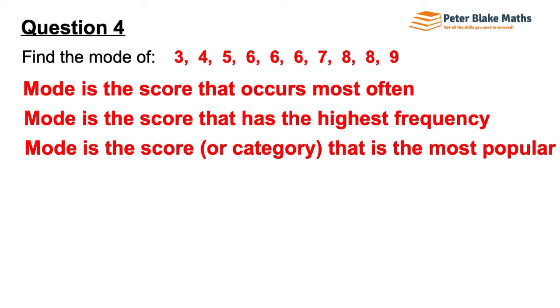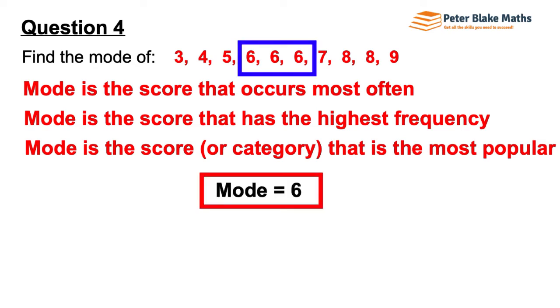So if you look at those scores above, which score occurs the most often, or has the highest frequency, or seems to be the most popular, and that would be the 6. So the mode of this set of scores is 6.